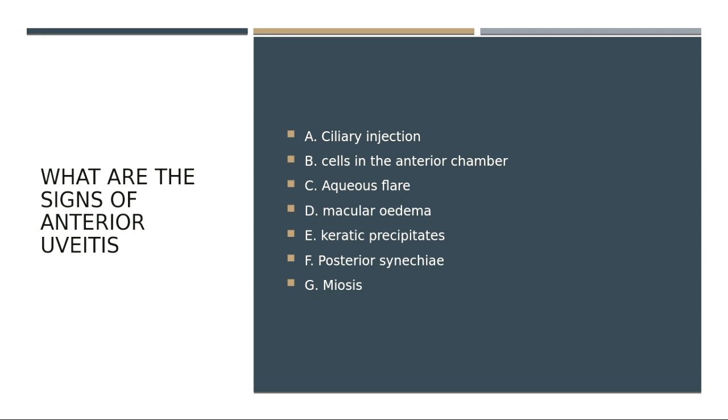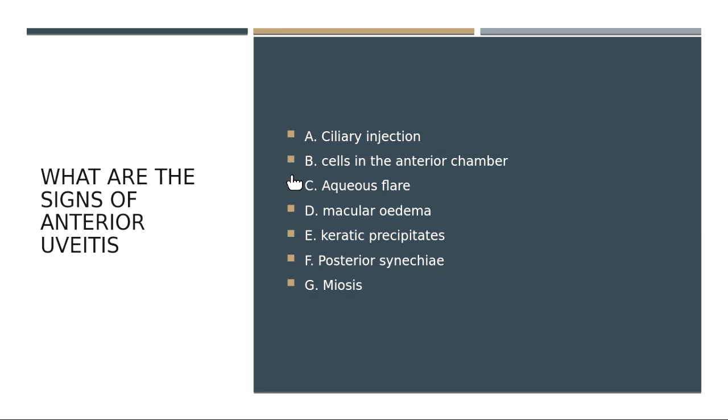All right, what are the signs of anterior uveitis? Anybody knows? Do you get ciliary injection? Is that true or false? Ever heard of the term ciliary injection? True. So the eye is red, but there's a particular increased redness right around the cornea, what we also call circumcorneal injection. You get ciliary injection because that is the site of the ciliary body.